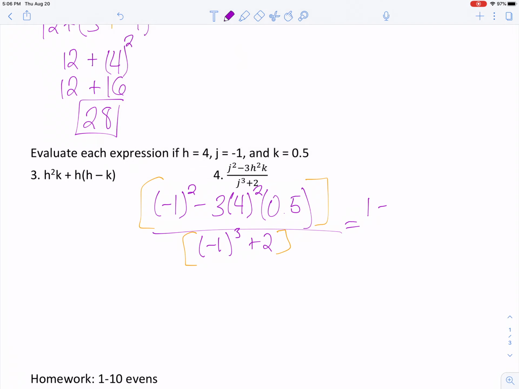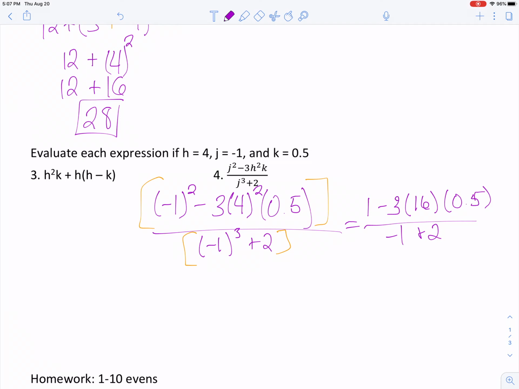All right. And so then after that, I see parentheses, but there's nothing to do inside the parentheses as far as adding or subtracting or anything like that. So I went straight to the exponents. How about 4 squared? Again, that is going to be 16, 0.5, all over -1 cubed is just -1, and then add 2. And so next I'm going to do multiplication.